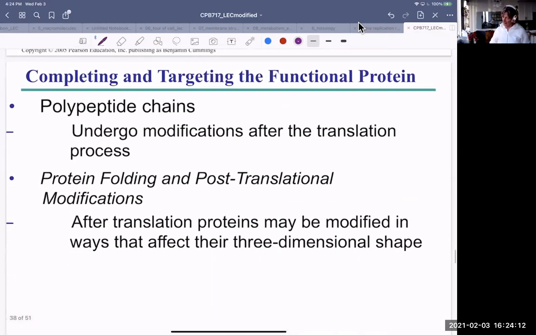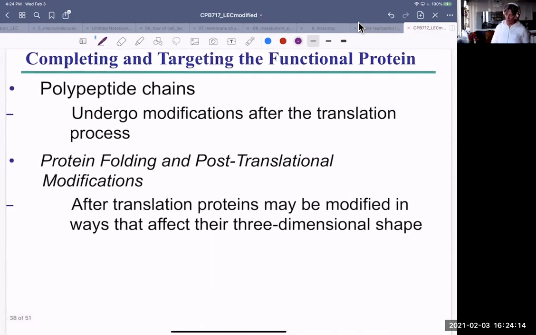All right. So modification. So we know that proteins are macromolecules that have to be in a very particular shape to work, or they're not going to work at all. So they're folded into that particular shape, and there's some other modifications.